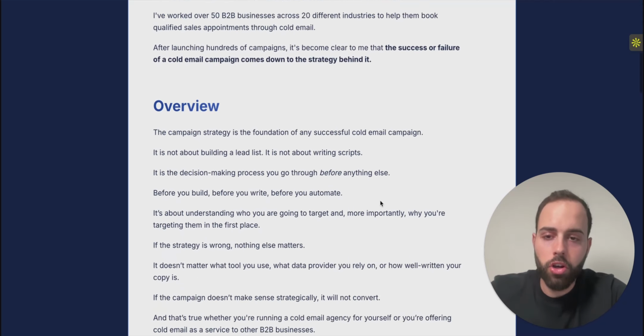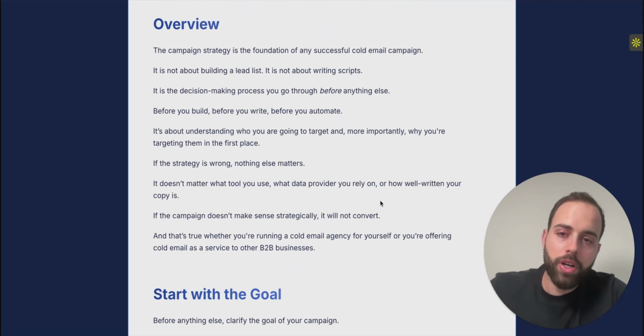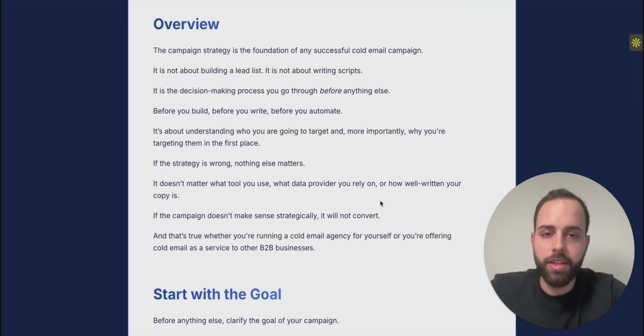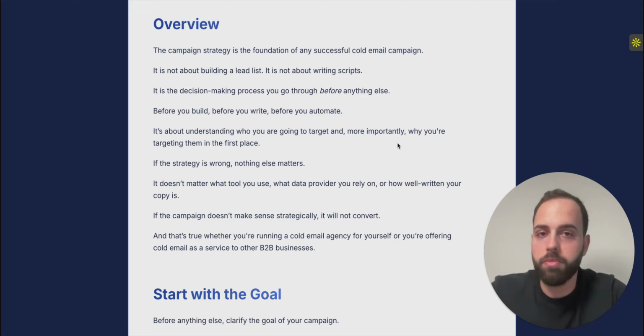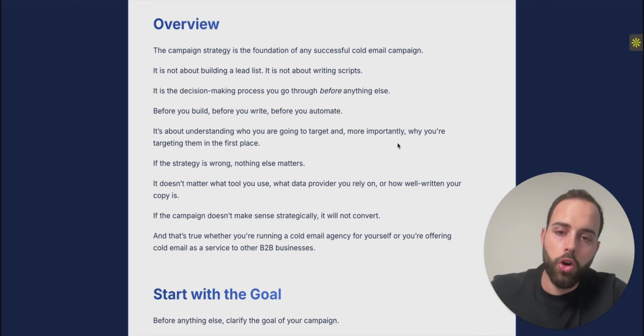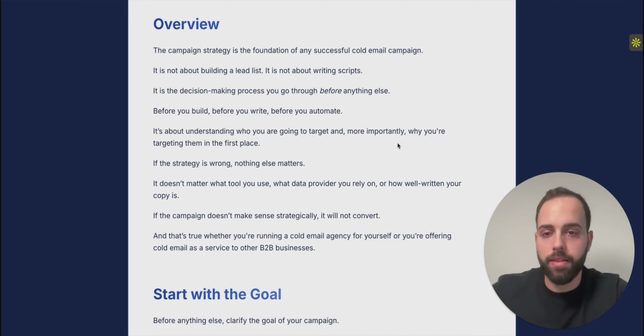So just a quick overview now. The campaign strategy is the foundation of any successful cold email campaign. It's not about building the lead list, not about writing the scripts, not about your infrastructure. It's the decision-making process that you go through before you do anything else, before you build, before you write, before you automate anything. It's about understanding who you're going to target, and more importantly, why you decided to target those types of people in the first place.